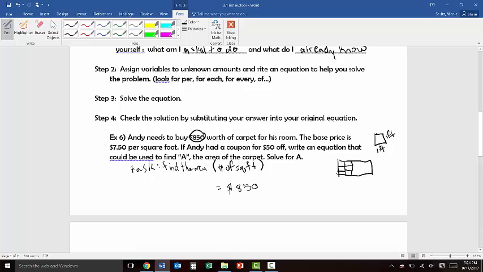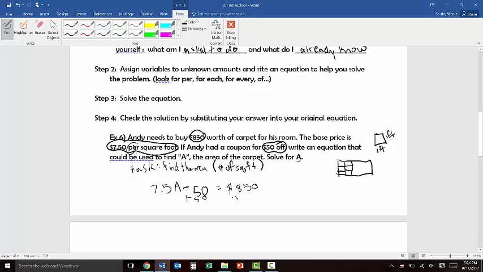And since this is total, I know it's equal to that. And then I see $7.50 per, meaning times. So we're going to write 7.5 per, so times, and we're going to use A because we don't know how many square feet there are. That's what we call area. So we use A. And then the only other thing we know is he had a $50 off coupon. What that would do to spending is it would take off $50. So there's your equation.